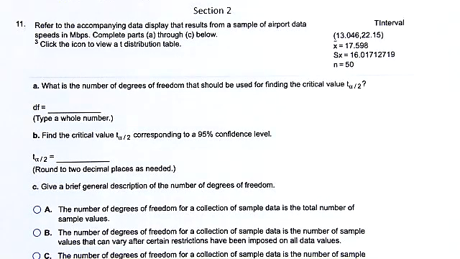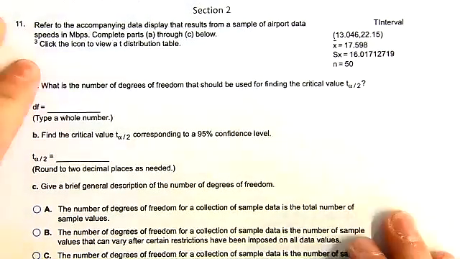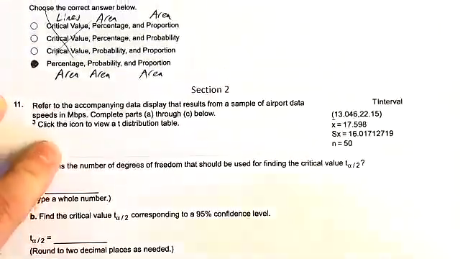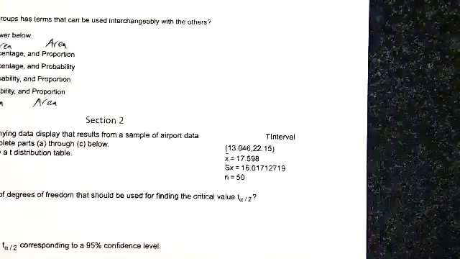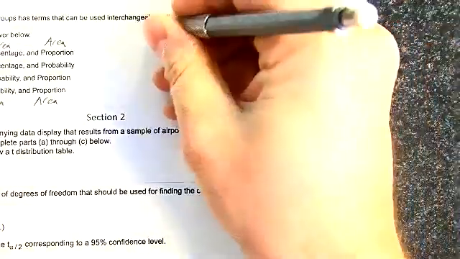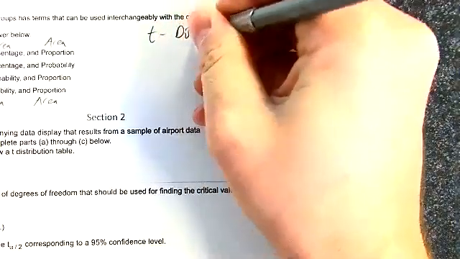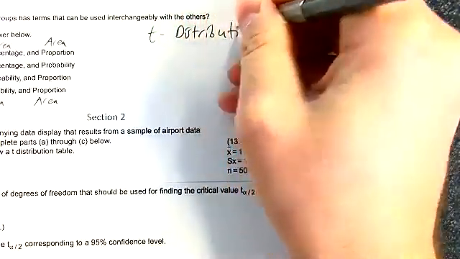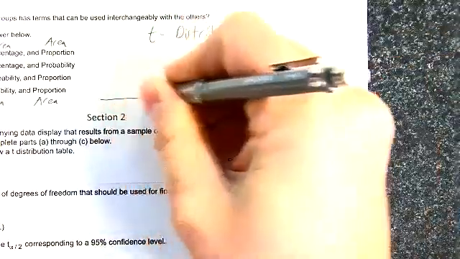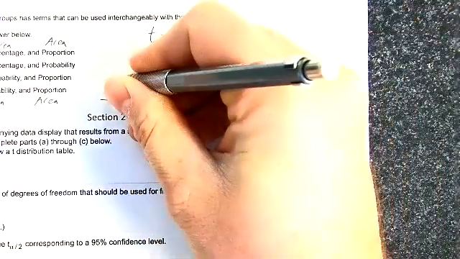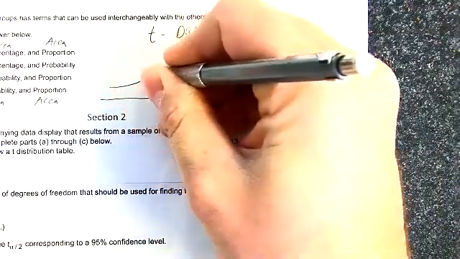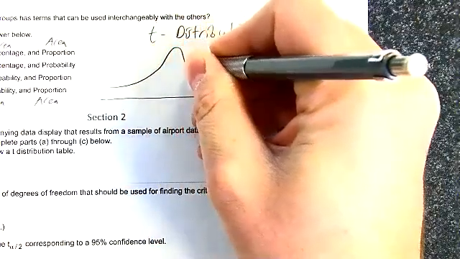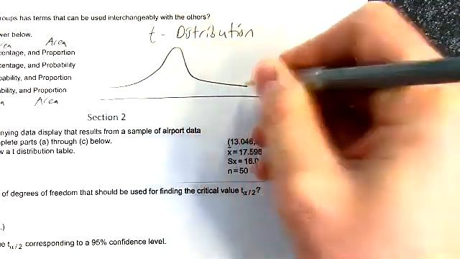Okay, in section 7.2, we're going to learn about a new distribution. It's called the T distribution. It has a little bit fatter tails. It's a little skinnier in the hump, and then it looks like this.